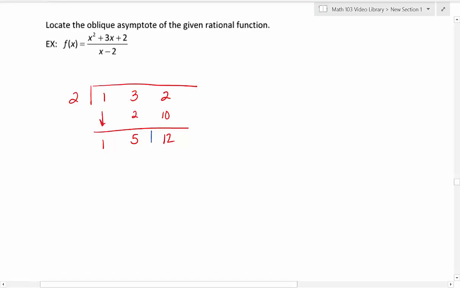Our last number is always our remainder, but we are going to be dropping the remainder. Let me explain why. If I wasn't doing oblique asymptote and I was just doing regular division, I would end up with x plus 5 plus 12 over x minus 2. I want to focus just on this remainder part.